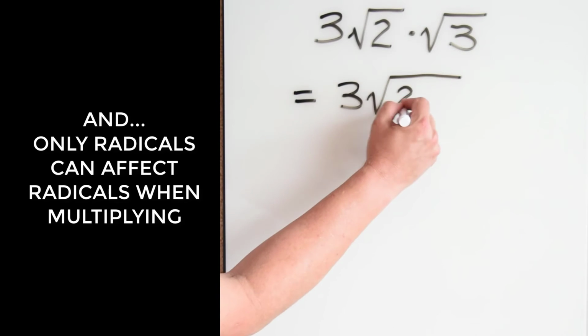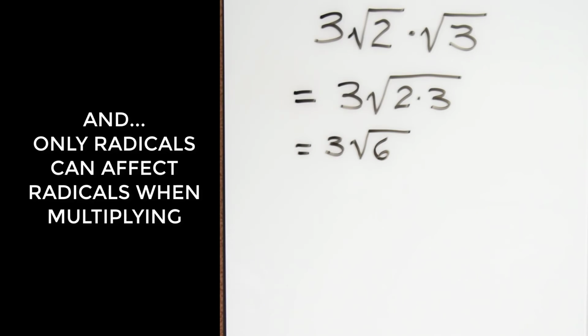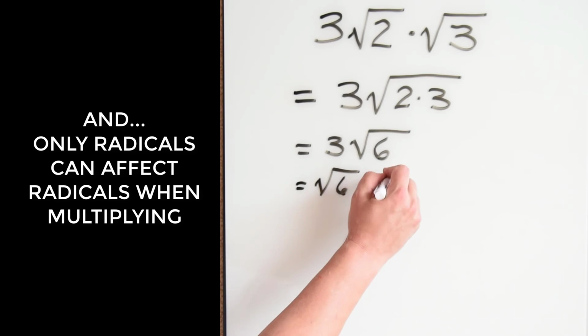And finally, let's take a look at when you multiply 2 radicals together. You can just take the numbers underneath the radical symbol and multiply them together. So in this case, you get 3 radical 6.